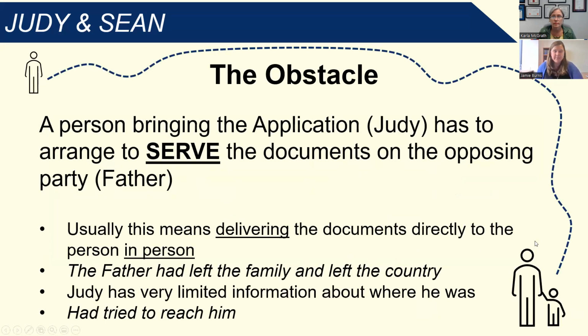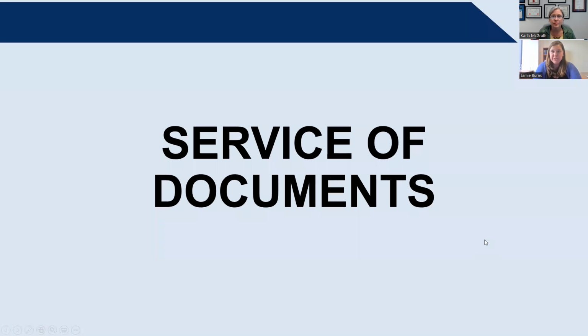Well, what's the obstacle? We don't know where he is. We don't know where this gentleman is. We have to bring an application, and the documents have to be served on the father, the opposing party. Usually, this means delivering those documents directly to the person. But here, the father had left the country, and in fact, he had been deported from the country, and Judy hadn't spoken to him in over 5 years. She had very limited information on how to get in touch with him, and we had to try and reach him, but we don't know how. So we turn to service.